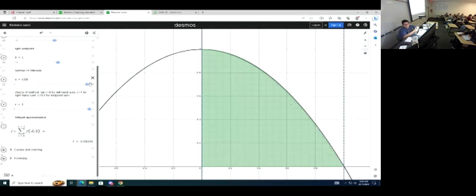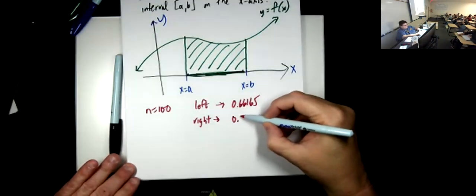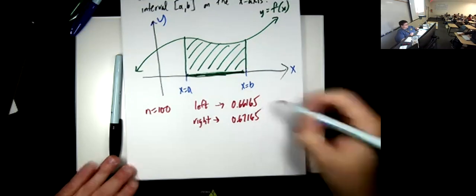I'm actually going to write this down. N equals 100 from the left is 0.67165, and from the right it was 0.66165.